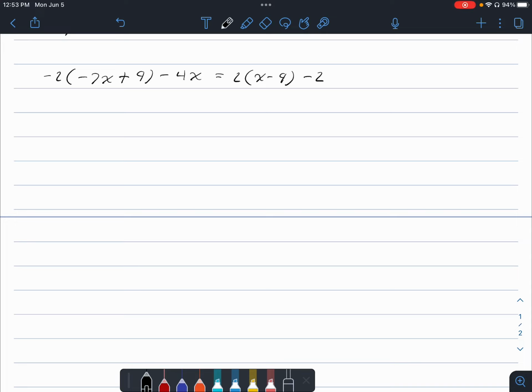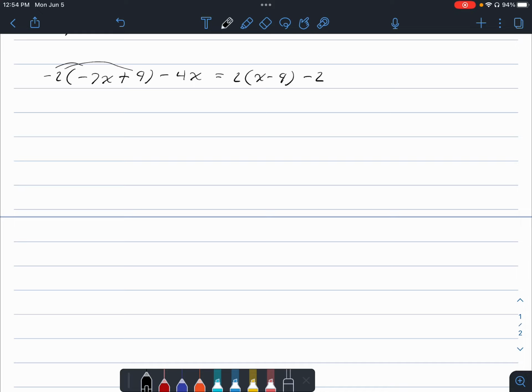So inside of the parentheses, we don't really have anything here. But outside of the parentheses, we're dealing with some multiplication involving those parentheses. So let's deal with that first. So you'll notice here we have negative 2 times negative 7x plus 9 in parentheses. We're going to distribute this negative 2 here.